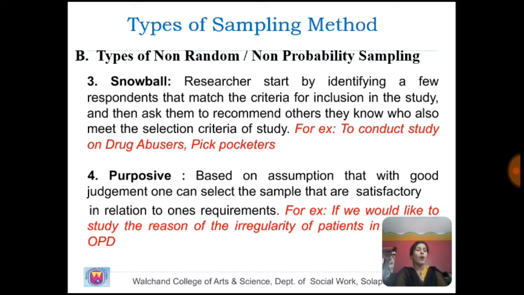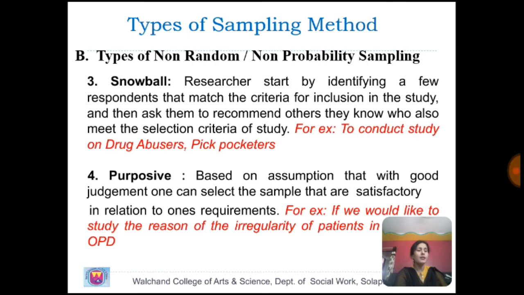The last one is the purposive or judgmental non-random sampling method. It is based on the assumption that with good judgment one can select samples that are satisfactory in relation to one's requirement. In judgmental or purposive sampling, the sample is found by the discretion of the judge, purely considering the purpose of the study along with the understanding of the target audience. Here the participants are selected solely on the basis of research requirements, and elements who do not suffice the purpose are kept out of the sample.